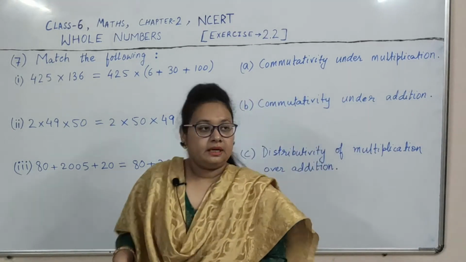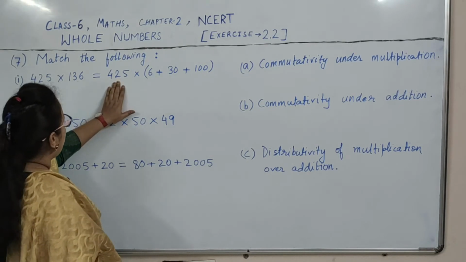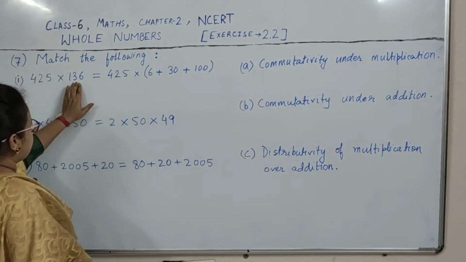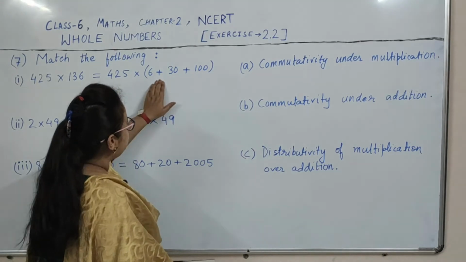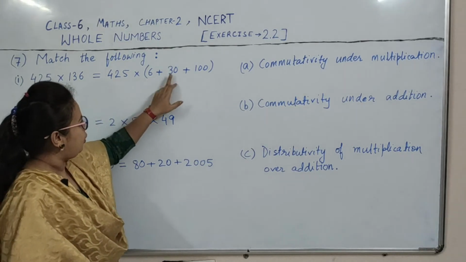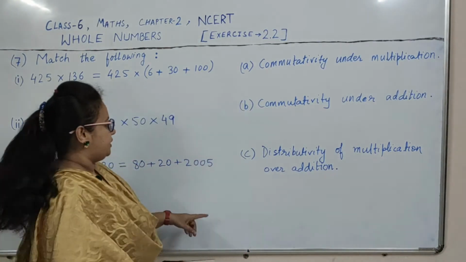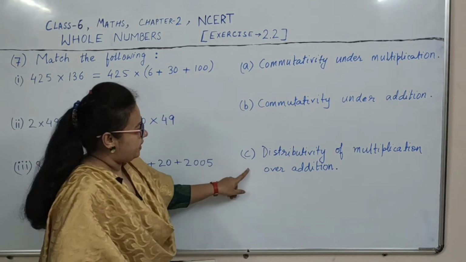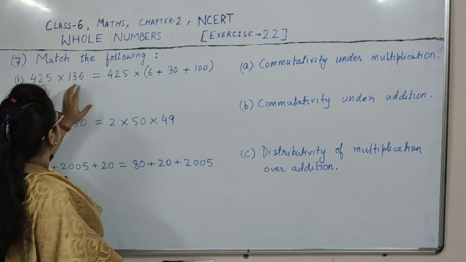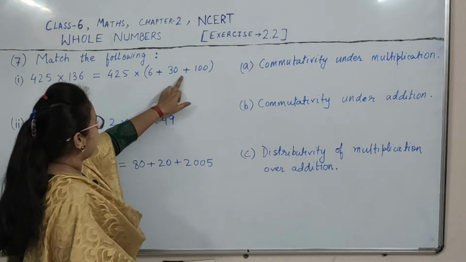See, 425 multiplied by 136 is written as 425 multiplied by the sum of three numbers. This number is distributed as a sum of three numbers. So what is this? This multiplication of two numbers is distributed over addition. So this is the distributivity of multiplication over addition. It means in this question, this property is used, because this is a multiplication of two numbers and it is distributed over addition.